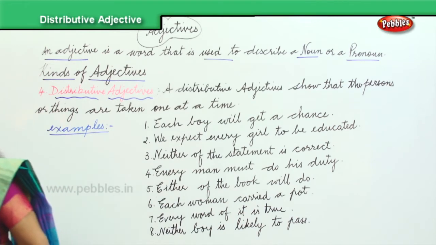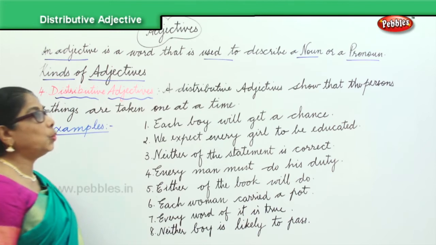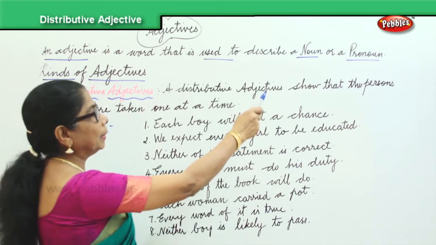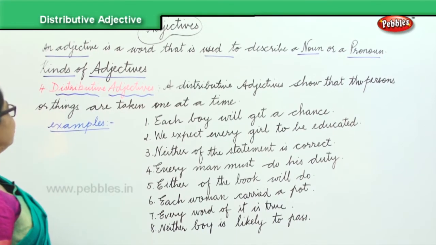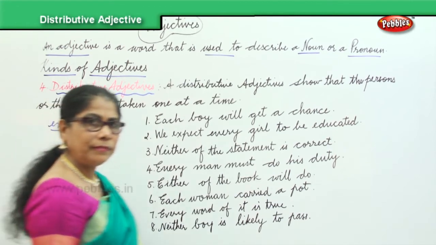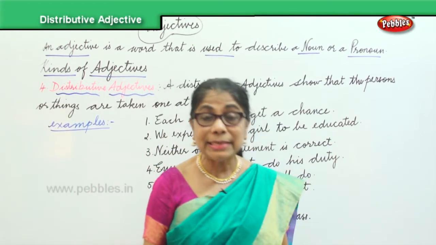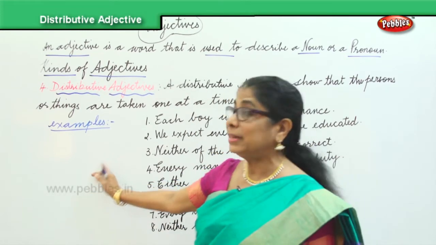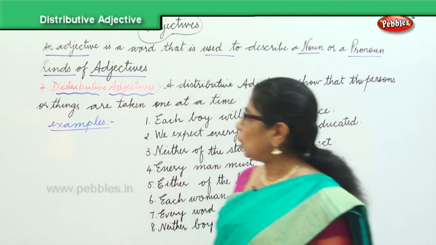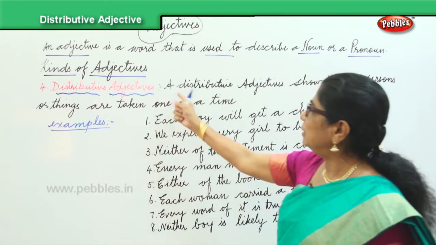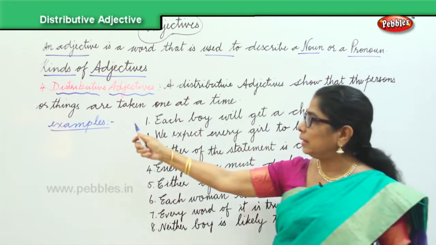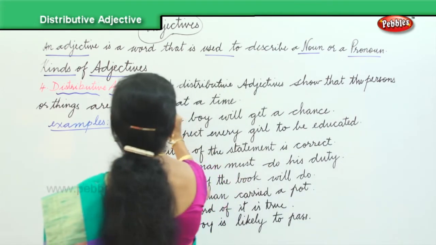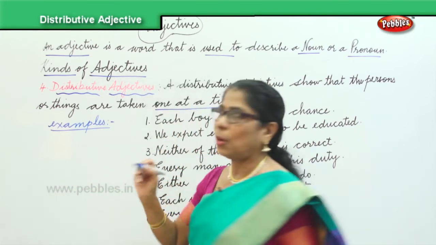Now I have several sentences for you. Let's look at them all. What is an adjective? It's a word used to describe a noun or a pronoun. And we have 6 kinds of adjectives, and we have come to the fourth. We have done adjectives of quality, quantity, number, and now we are doing the distributive adjectives. What does the distributive adjective say? A distributive adjective shows that the persons or things are taken one at a time, one by one.